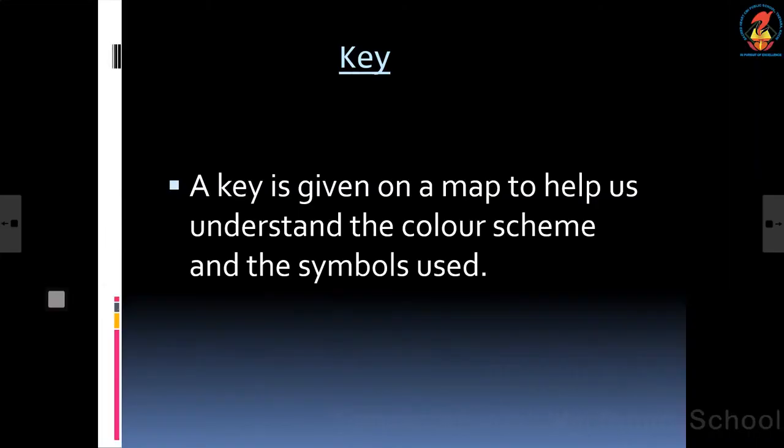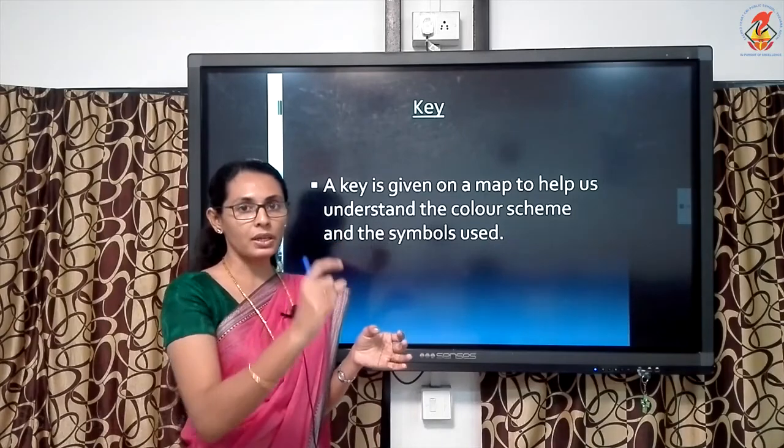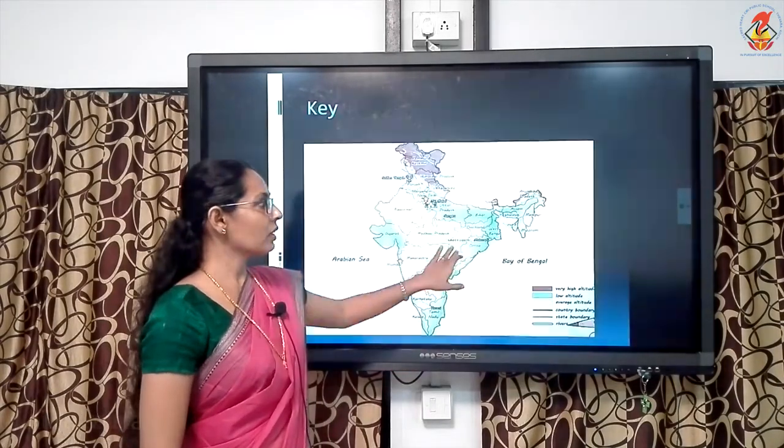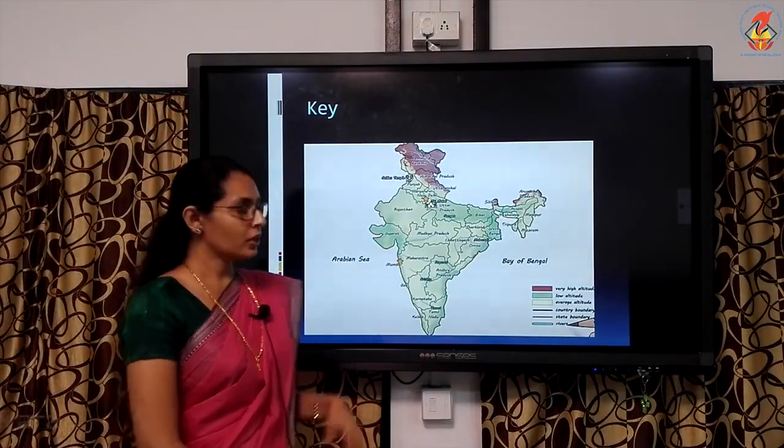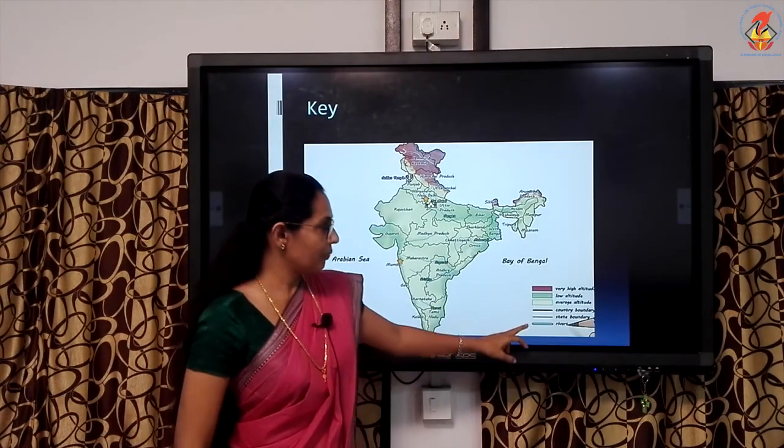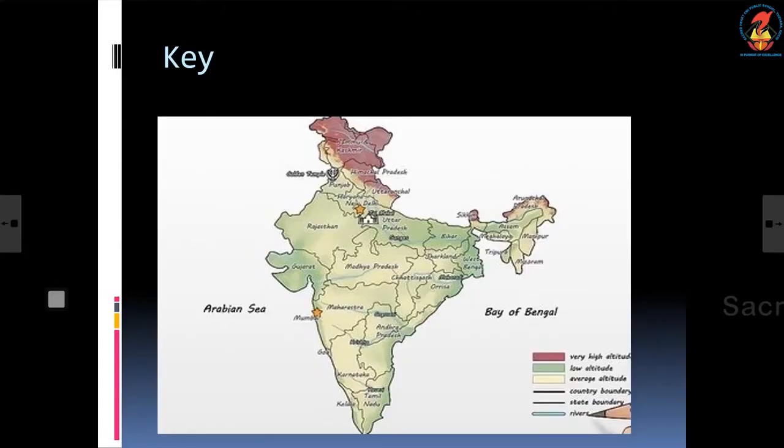key. The last feature of a map is key. What is a key? A key is given on a map to help us understand the color scheme and the symbols used. What we have shown in a particular color, what is the symbol, everything we can see on a key. For example, this is the key. Here brown color is given. What do you mean by brown color? We know that brown means very high altitude.